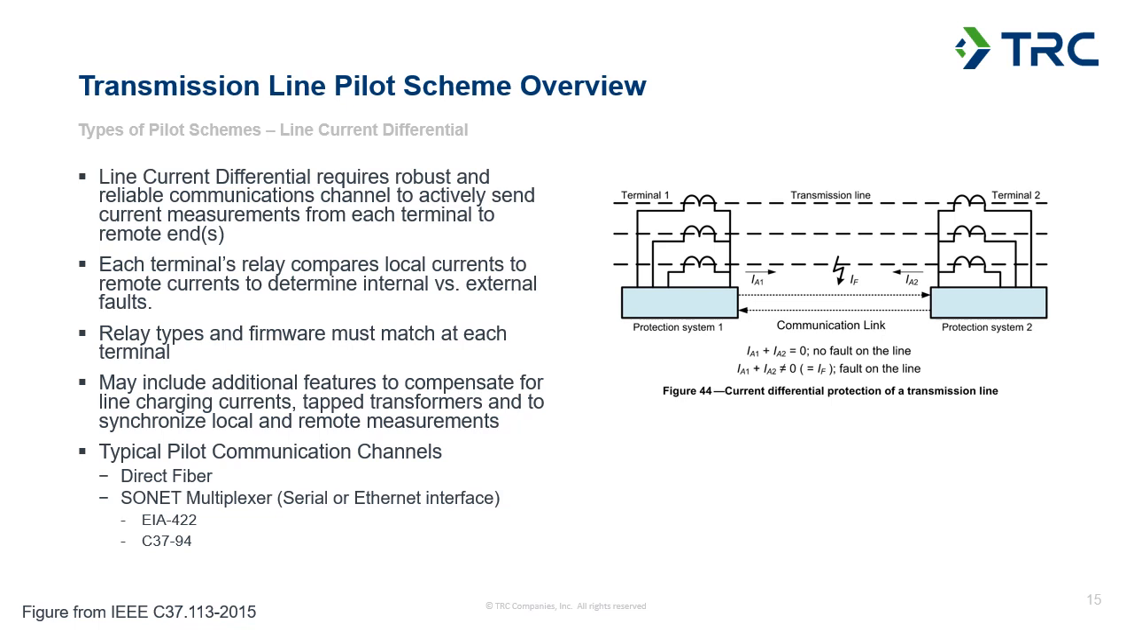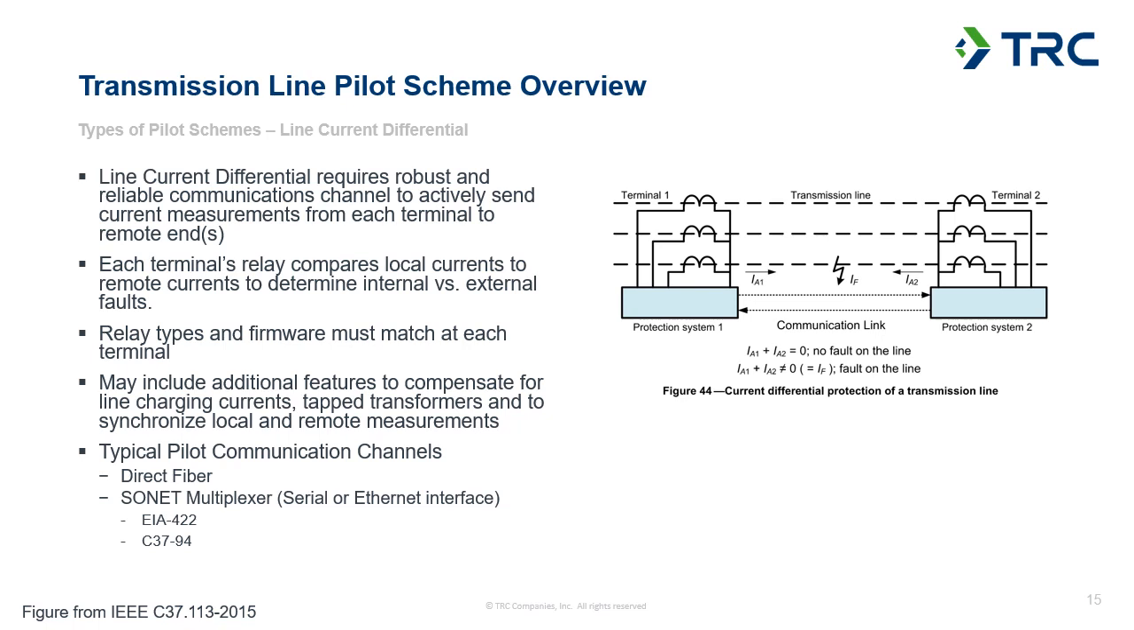So the other schemes we talked about, the communications path really just had to support a single bit of information. You're either sending a permissive signal or a blocking signal or a direct tripping signal, but it was just a single bit of information. And each of the terminals would receive that information and use that in conjunction with local relay elements to determine if the fault was in section or out of section, and if the scheme should operate.